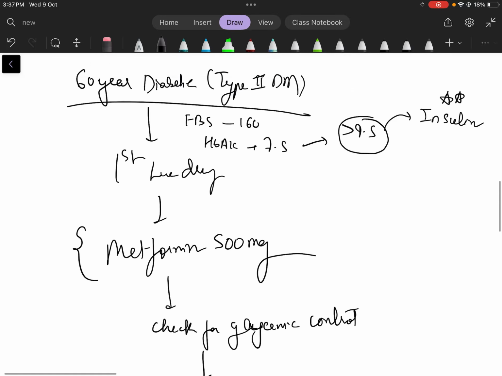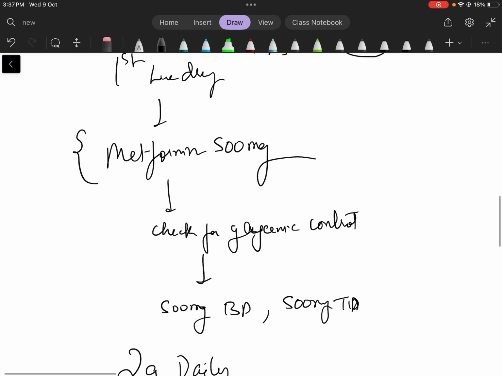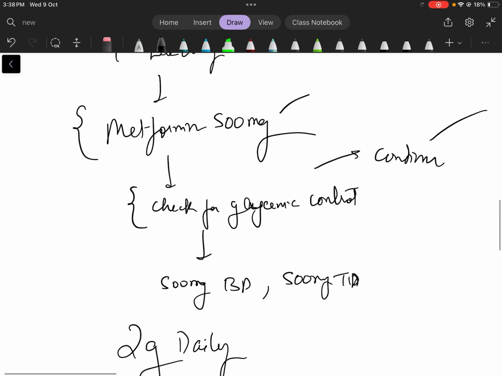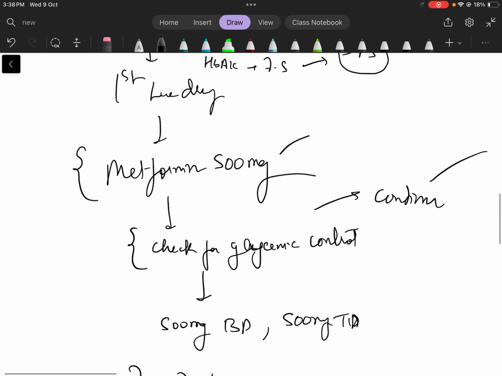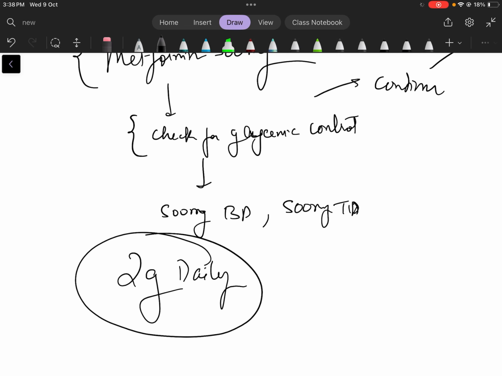So very simple. A 60-year-old diabetic comes with type 2 DM. His FBS is 160 and HbA1c is 7.5. The first line drug which is used happens to be metformin 500 mg. After giving metformin 500 mg, after a few weeks you check for the glycemic control. If it is controlled, you continue with the drug. If it's not controlled, you increase the dose to 500 mg BD and you can go up to 500 mg TID. The maximum dose of metformin which can be given daily happens to be around 2 grams.